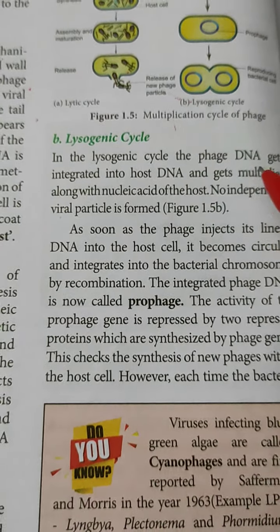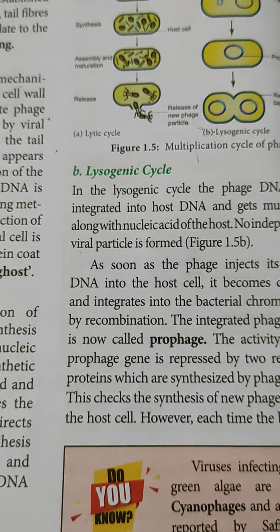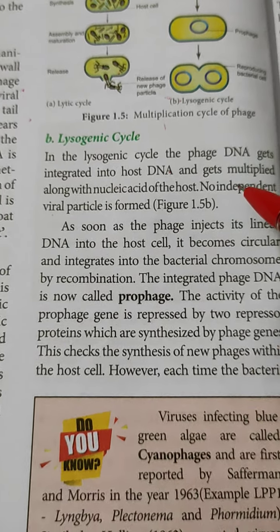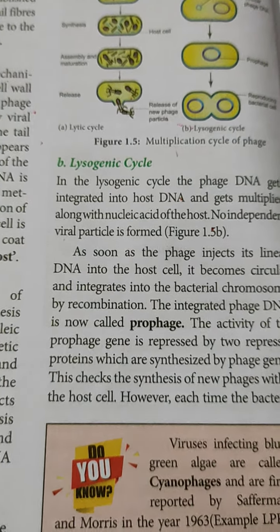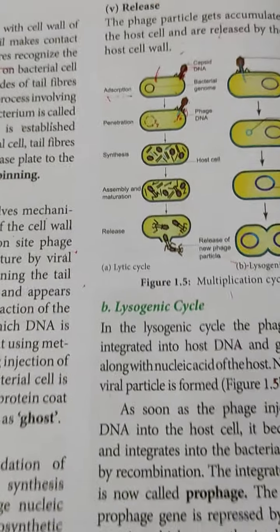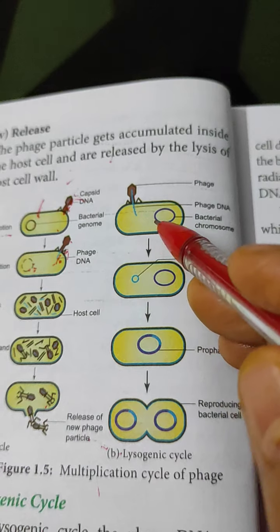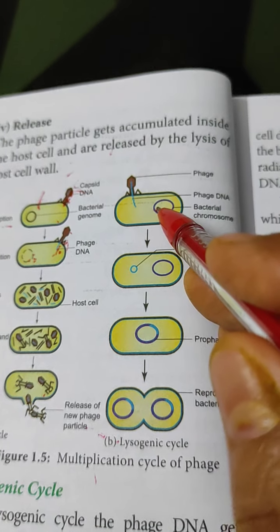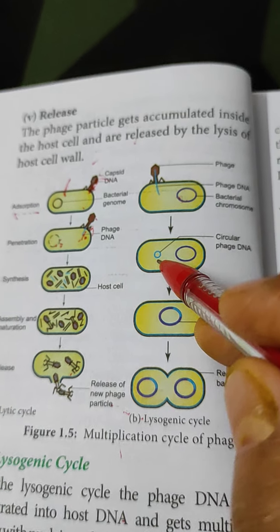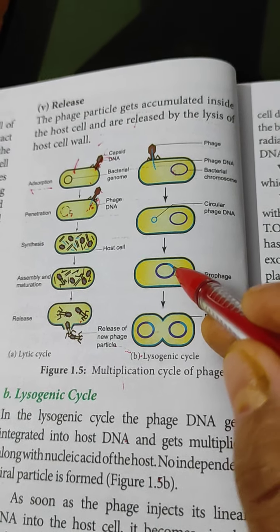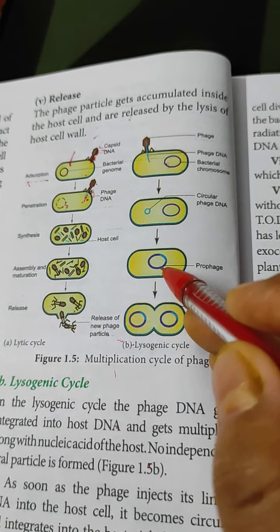In the lysogenic cycle, the phage DNA gets integrated into the host. I told you, it combines with the host DNA. Integrated means combined, and it gets multiplied along with the nucleic acid of the host. When the host nucleic acid is multiplied, the phage nucleic acid also is multiplied. See, it has entered and infected. That is called transfected. And it will be joining with the host nucleic acid or bacterial nucleic acid. It entered, and now it has been integrated or incorporated. The nucleic acid has been incorporated into the bacterial nucleic acid.